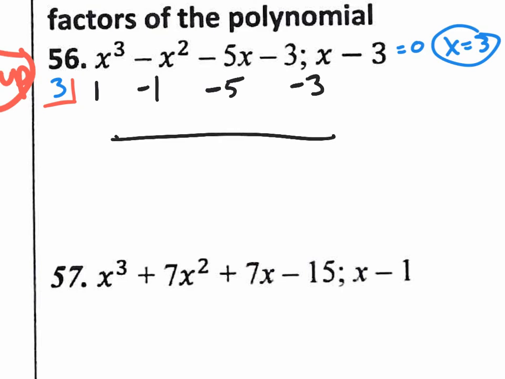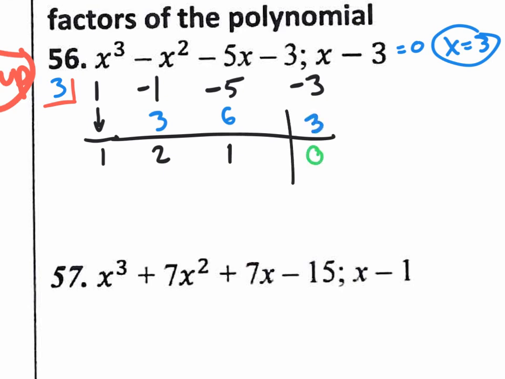So as you go down, you combine. 1 plus nothing is 1. As you go up, you multiply. 3 times 1 is 3. As you go down, you combine. -1 and 3 is 2. As you go up, you multiply. 3 times 2 is 6. As you go down, you combine. -5 plus 6 is 1. As you go up, you multiply. 3 times 1 is 3. And as you can see, the remainder is 0.